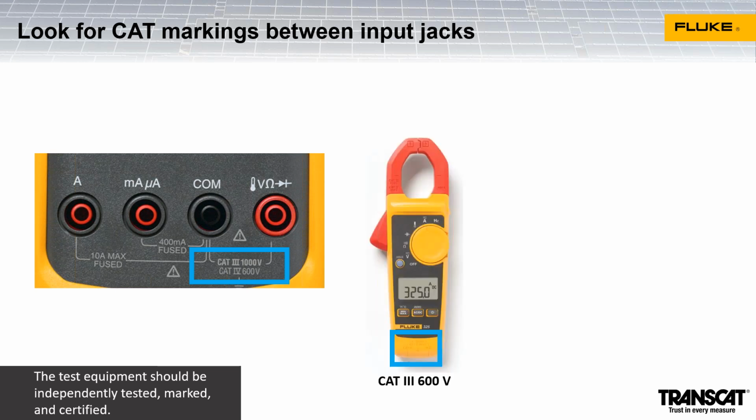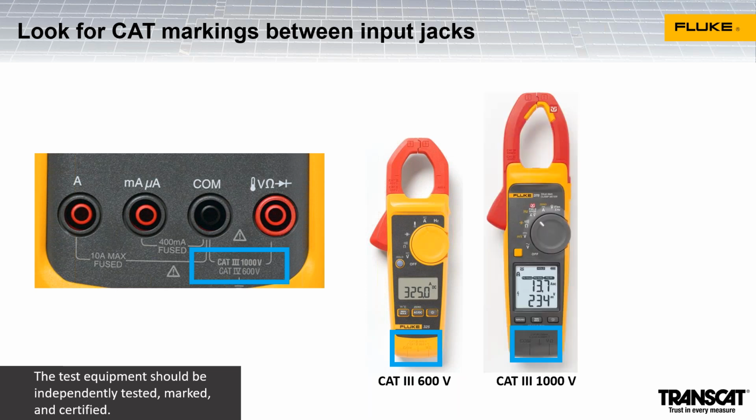Now, one thing I want to point out here, this is our Fluke 325 clamp meter. This is category 3, 600 volt rated, really good for residential roof mounted systems that are limited to 600 volts. The 378 that we see here is rated category 3 up to 1000 volts.